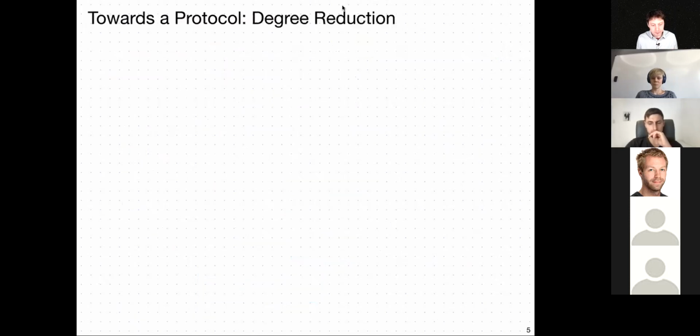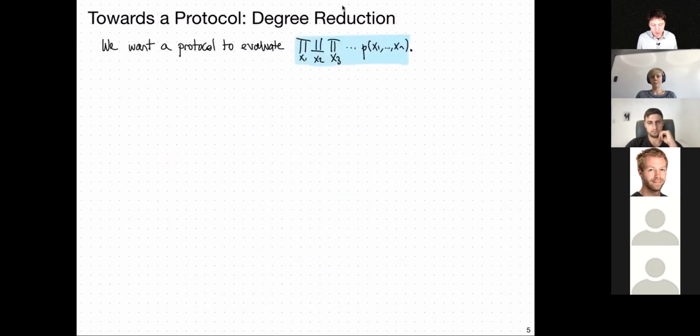So now we start thinking about, okay, we have this arithmetic expression. We want a protocol to help the verifier evaluate expressions of this sort. So imagine the verifier has an arithmetic circuit for this polynomial, and the prover just wants to prove that this expression is either 0 or 1, right? Usually 1, but it doesn't really matter what it is.